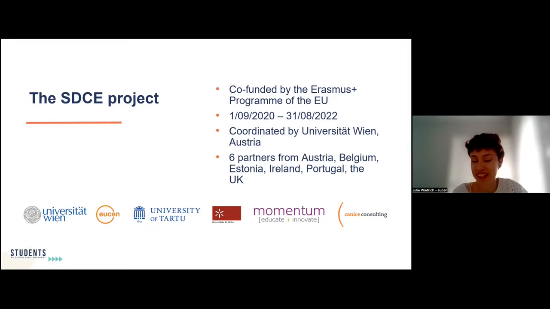eucen, which is organizing this event, is of course a full partner as a European network. And we also have 2 partners from Ireland and Northern Ireland: Momentum from Ireland, which is a training organization working with digital media, online and blended learning, and on the design of learning platforms. And Canice Consulting from Northern Ireland, which is a small company specialized in vocational training and innovation support.